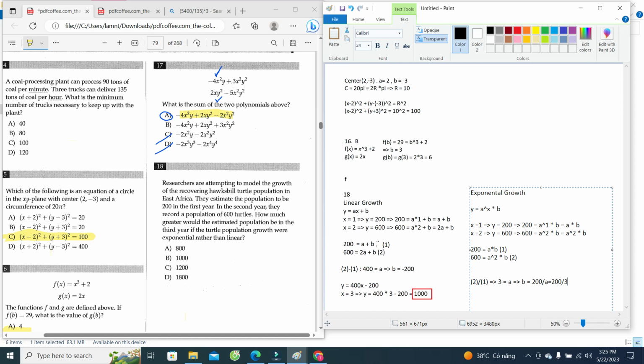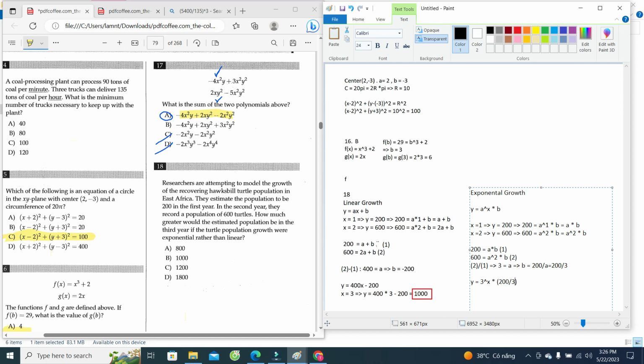Alright, so now we have the answer. We have y equal to 3 to the power of x, times 200 over 3. Alright, like that. It's very good.